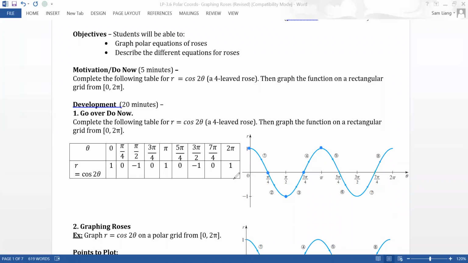But next we're going to plot this on a polar grid. Just like we did yesterday, we're going to analyze the intervals and see how the R value changes as theta changes, and then translate that to a polar grid. But for now, just please make sure you have both the table and this graph in your notes.